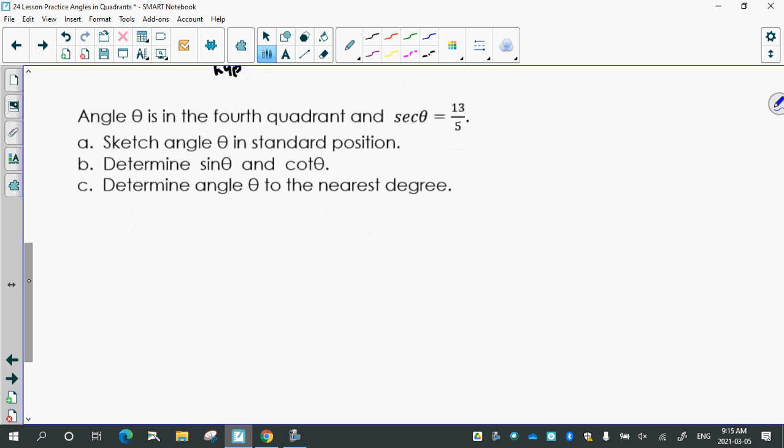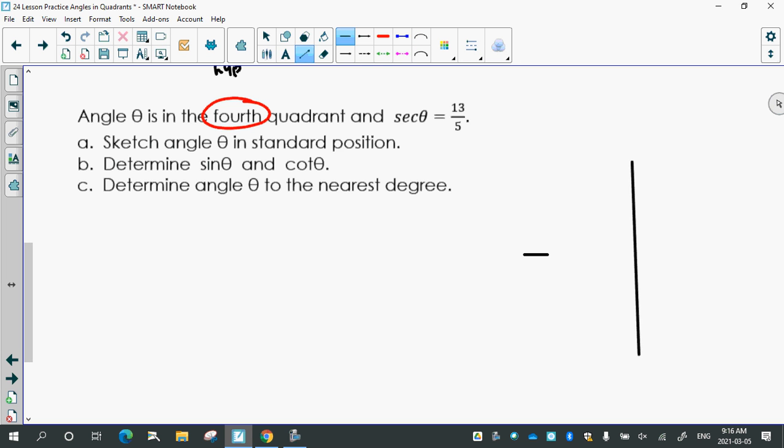All right, so here's a different way of giving you information. Angle theta is in the fourth quadrant, and the secant of theta is 13/5. Sketch angle theta in standard position. Determine sine theta and cosine theta. Determine the angle to the nearest degree. All right, so it says it's in the fourth quadrant. So we're going to start off with our diagram, drawing a terminal arm somewhere in the fourth quadrant.